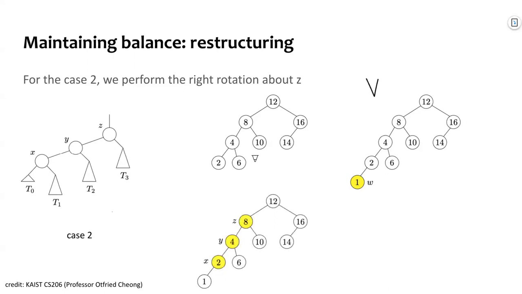The X node is 2, Y node is 4, and Z node is 8, because Z is the lowest ancestor that is unbalanced. So this was our W.